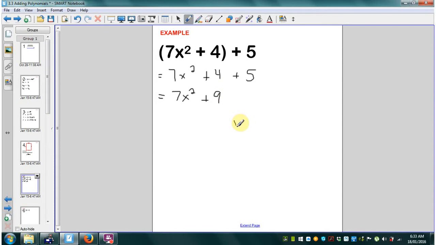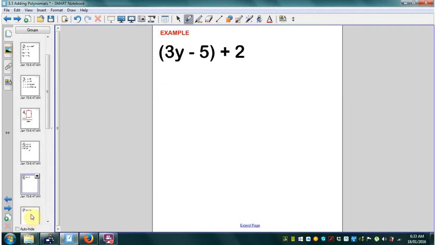So write that down. If you had any trouble with that, let me know. If not, we're ready to move on to the next example. Okay, another example. I want you to try this one on your own and come back and we'll do it together.